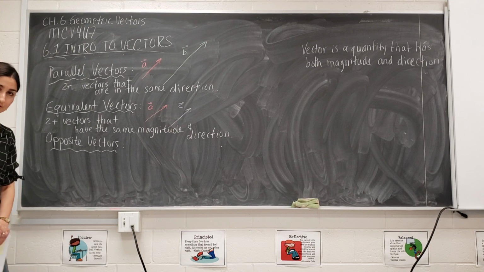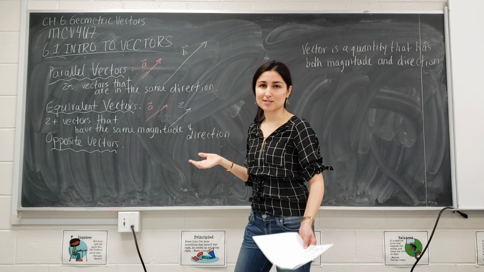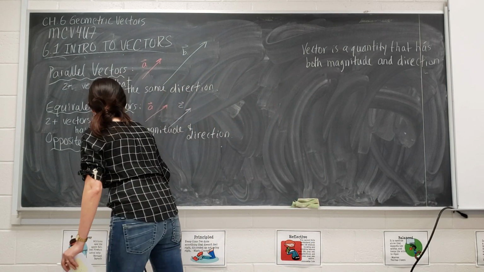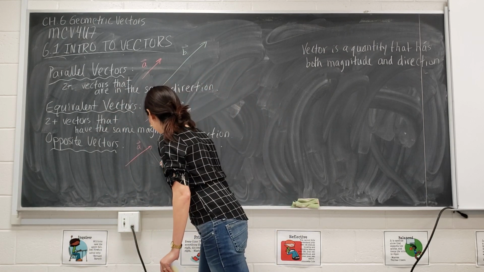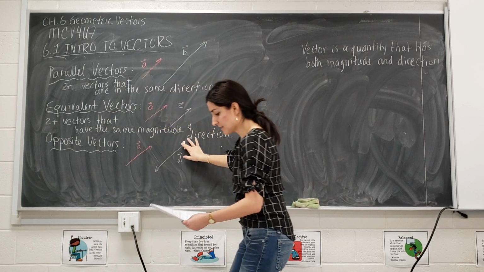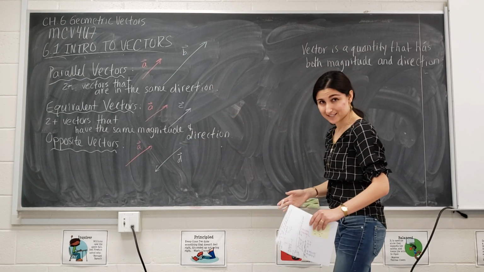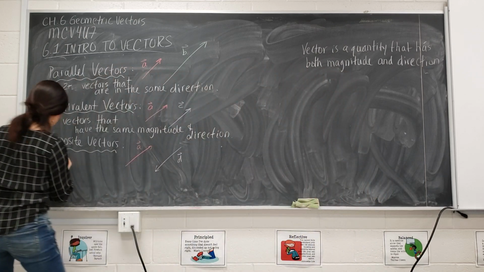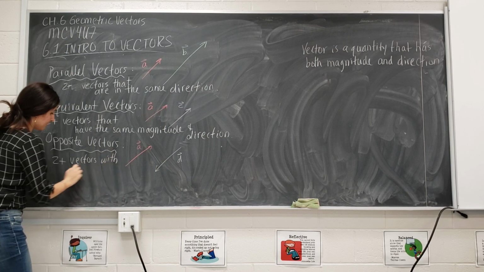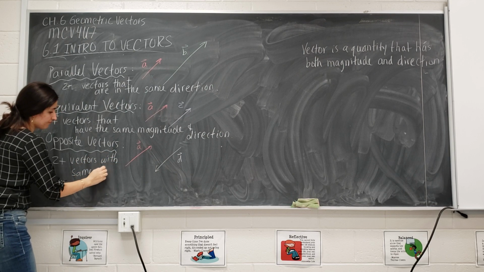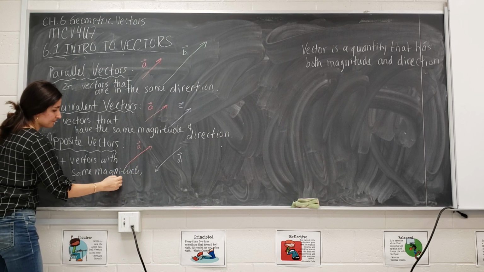And finally, opposite vectors. As you might imagine, opposite just means, well, they're opposite. Same magnitude, opposite directions. So if I have vector A, something that's opposite to it, maybe that's D. Okay? Now, for opposite vectors, I want to make sure it's not a different length. Same length, opposite direction. So 2 plus vectors with the same magnitude but opposite directions.